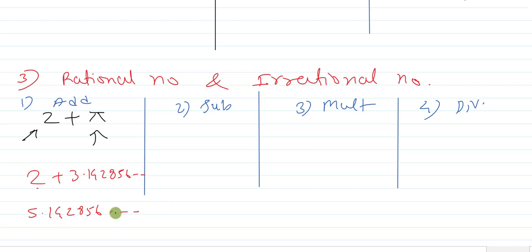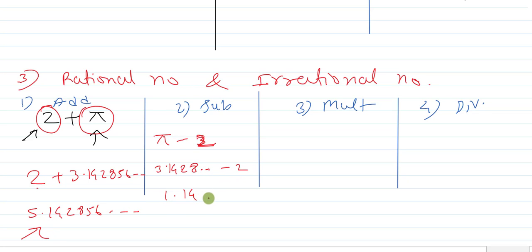So if I add 2, it will be 5.142856 and so on. So in this, I can see that addition of a rational number and an irrational number is an irrational number. Okay. So just remember, addition of a rational number and an irrational will be an irrational. Same for the subtraction. So what I will write? Pi minus 2. What is the value of pi? Same. Minus 2. It will be 1.142856 and so on. That is again, subtraction of a rational number and an irrational number is an irrational number.